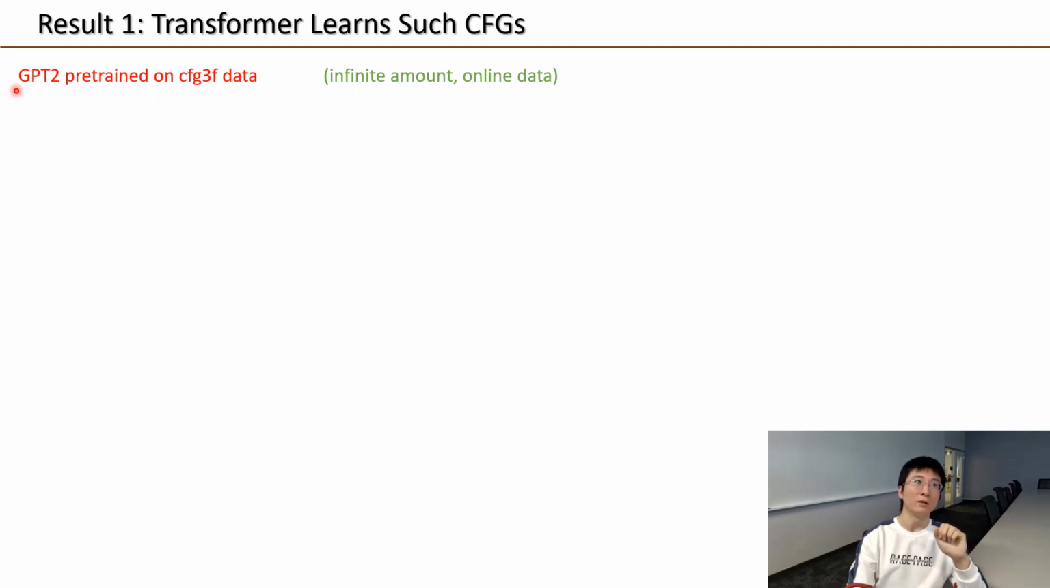And then let's suppose we have GPT-2 pre-trained on such data, like you recall, that was 1 to 3, 3 to 1, and so on. So very locally ambiguous. Then could it learn anything about this language? Our first main finding of the paper is that the transformer actually learns such CFGs just by looking at those very ambiguous 1 to 3, 3 to 1s, and it can learn the CFG almost perfectly. So this is what I mean by that.